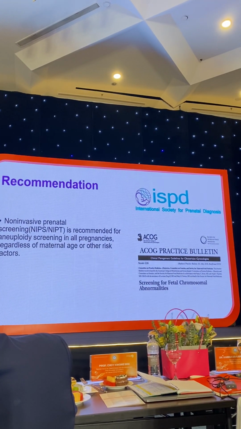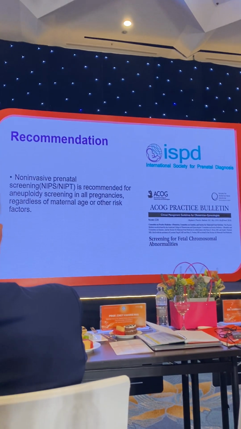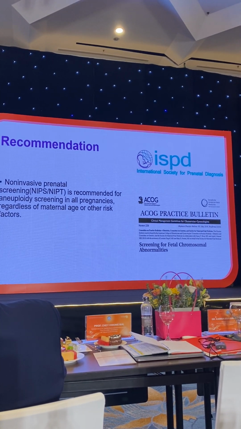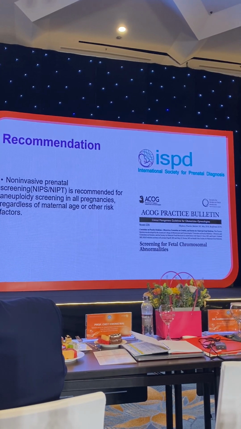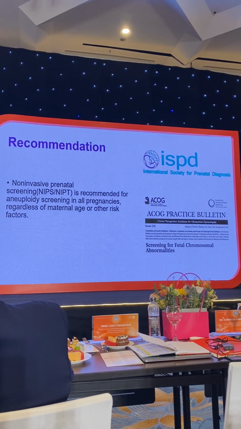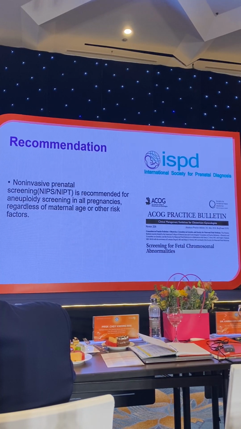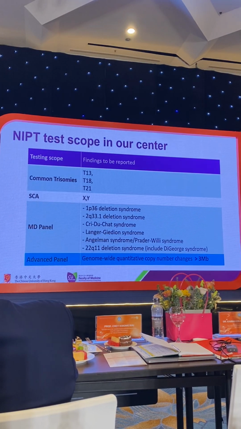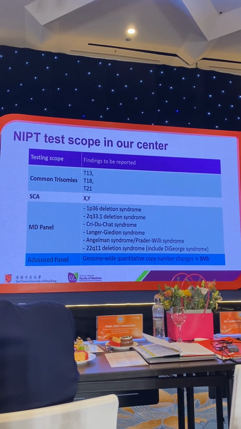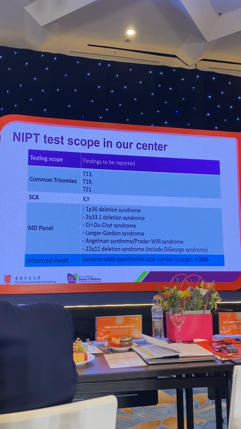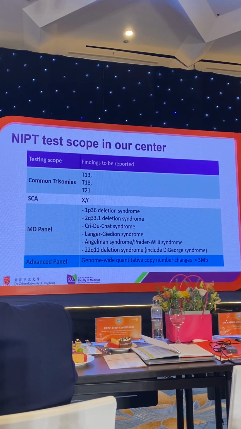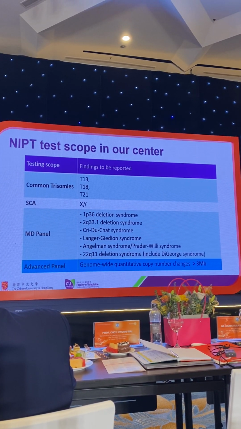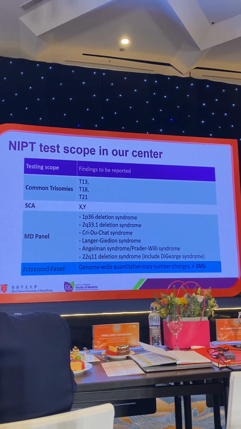And if you look at the guidelines, this is one of the guidelines from the International Society for Prenatal Diagnosis: NIPT is recommended for aneuploidy screening in all pregnancies, regardless of maternal age or other risk. So if we take this as a statement, then yes, NIPT should be one of the tests we consider. But do you know the test scope of the NIPT you are ordering? How many of you have really looked into your report and understood whether the NIPT you order in Vietnam is the same as the one we order from Hong Kong, from the UK, or from France?